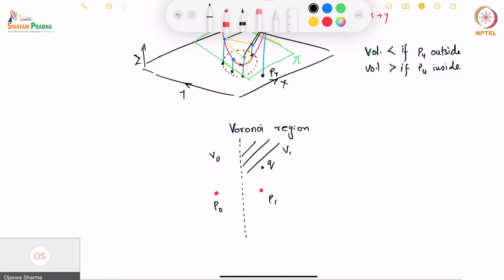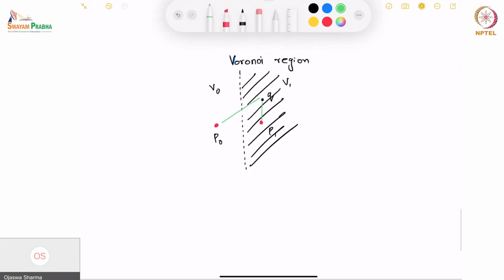Right. So basically you have these two Voronoi regions, and the Voronoi region V1 has this property that all the points in that region have P1 as their seed point, you could say. Every point is closer to P1 than it is to P0. Right? That's the case with two points. And let me extend that and generalize it a little bit.